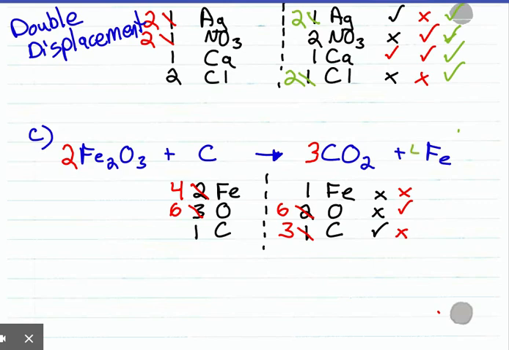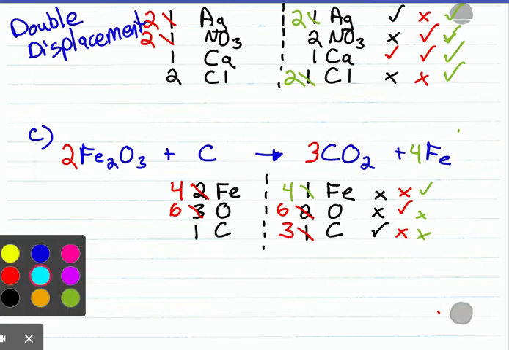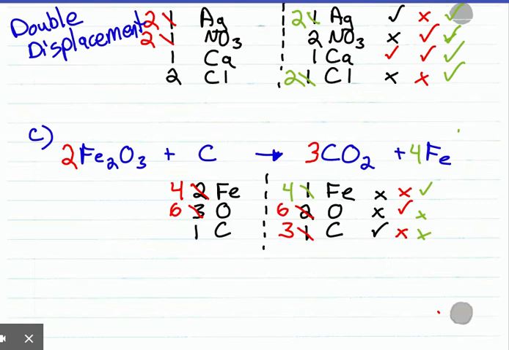I can put a 4 in this spot and get 4 iron. And now iron is happy. And I can put a 3 here, and this carbon becomes happy. Still happy. Oh, that's happy. Happy and happy. Okay, and so now we have our balanced chemical equation, and we just have to classify.